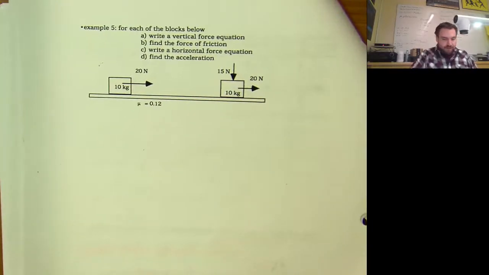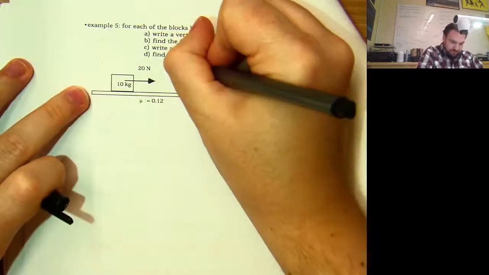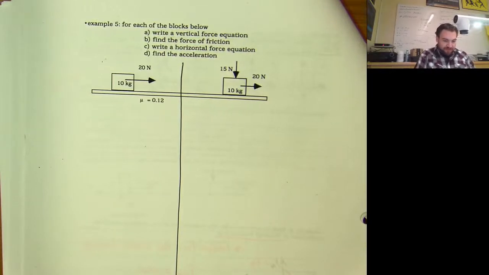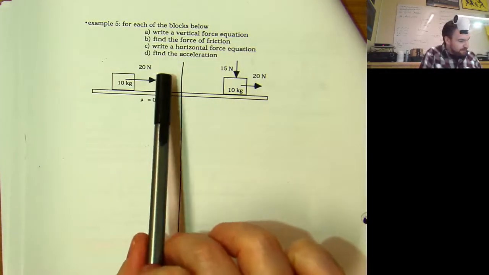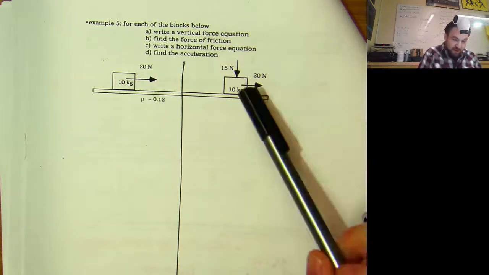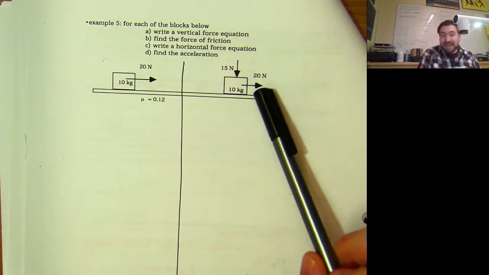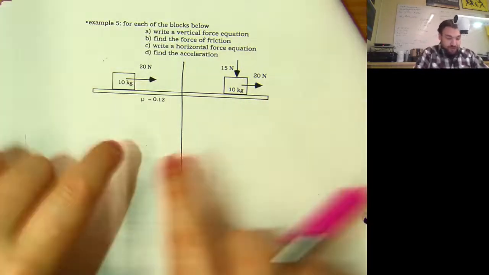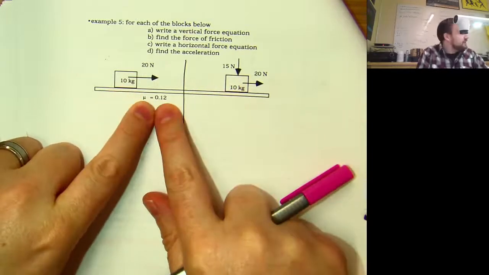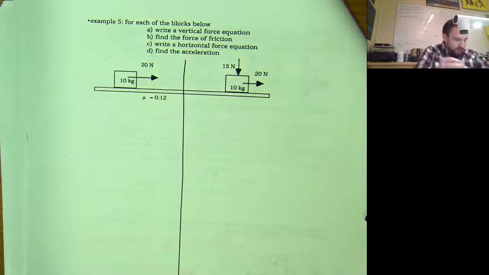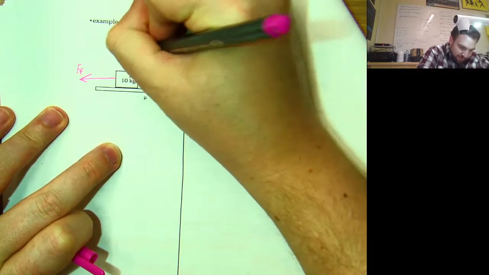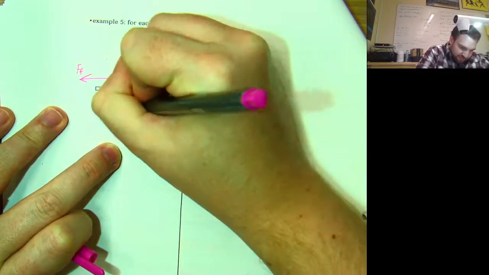Okay, example 5. Here we go. Draw a line straight down your page. We have two scenarios here. We've got a 10 kilogram block with a 20 Newton applied force, or we've got the 10 kilogram block with a 20 Newton applied force and a 15 Newton force downwards. Okay, so we're going to add some, and we're told that the coefficient of friction between the blocks and the surfaces is 0.12. So each one of these has, through free body diagram, force of friction backwards on that guy. This guy's going to have an Fn upwards, and he's going to have an Fg downwards.